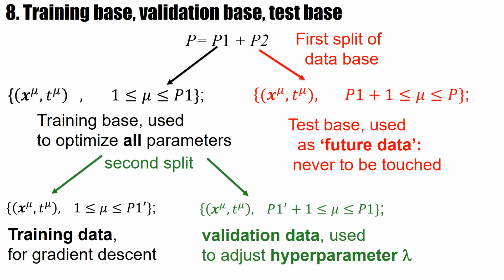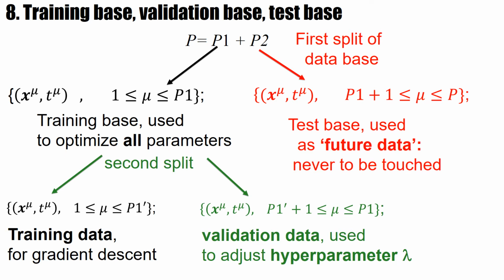Previously, I told you that the total number of P data points needs to be split in two parts. The new thing now is that this second part will be put aside as a test base. You have to consider that future data is never to be touched. Don't touch it, don't look at it at any stage during learning. Therefore, you only have P1 data points now to optimize all parameters, and this means the weights of the network itself, but also the hyperparameters.